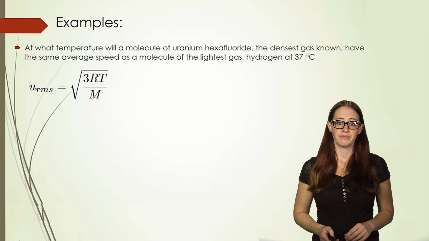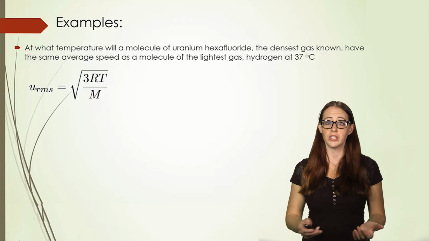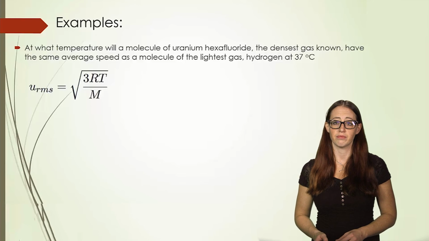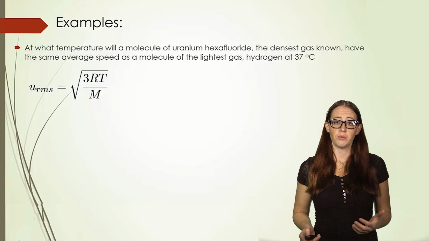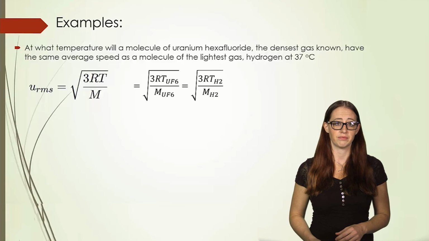Now for our last one. Notice here we're actually going to backtrack a bit and use our original URMS equation to set up a new ratio. We want to know when two gases are the same speed so that we can set these equal to each other.